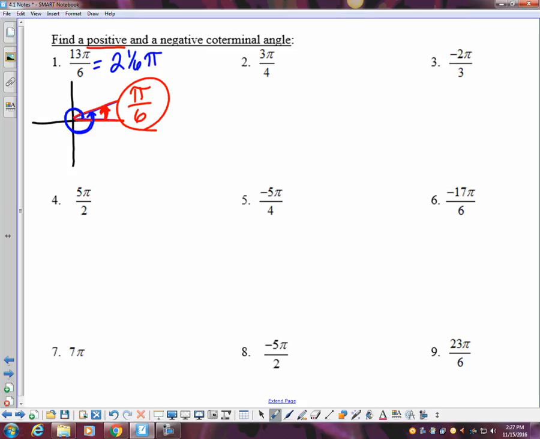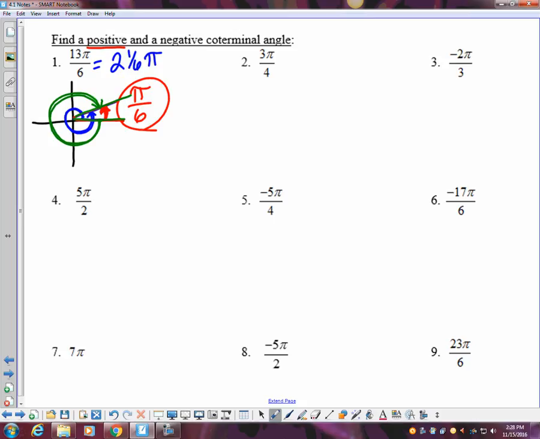Okay, now I got to do the negative angle. Well, the negative means I got to swing down, which means I got to start here, swing down, and end there. Because we have to start and stop at the same place. So this kind of looks like Pac-Man. This is what I want. I just got to figure out how much that is.